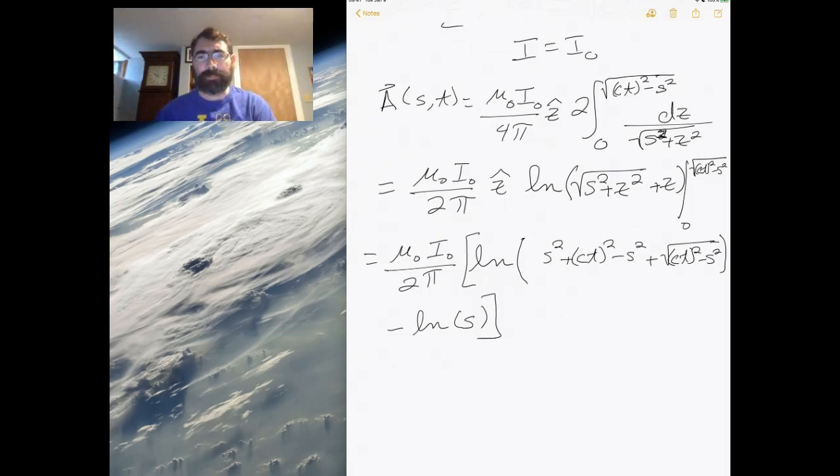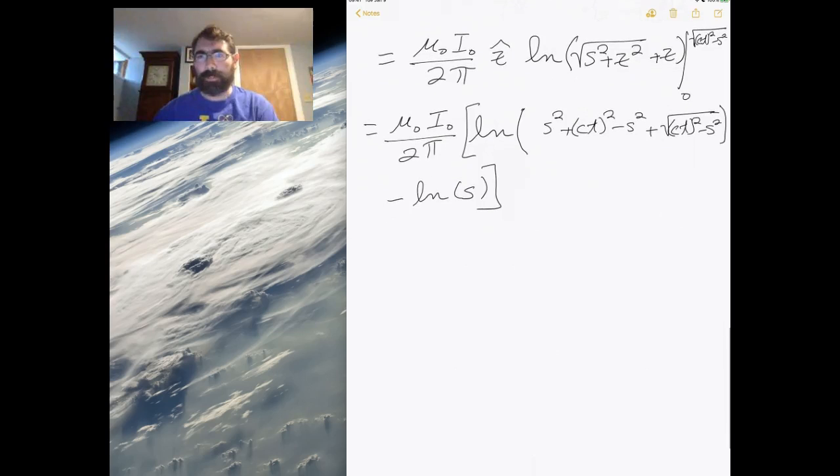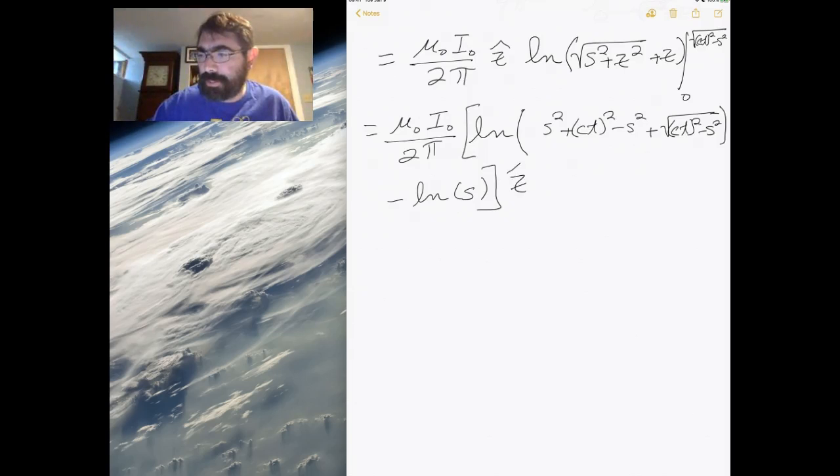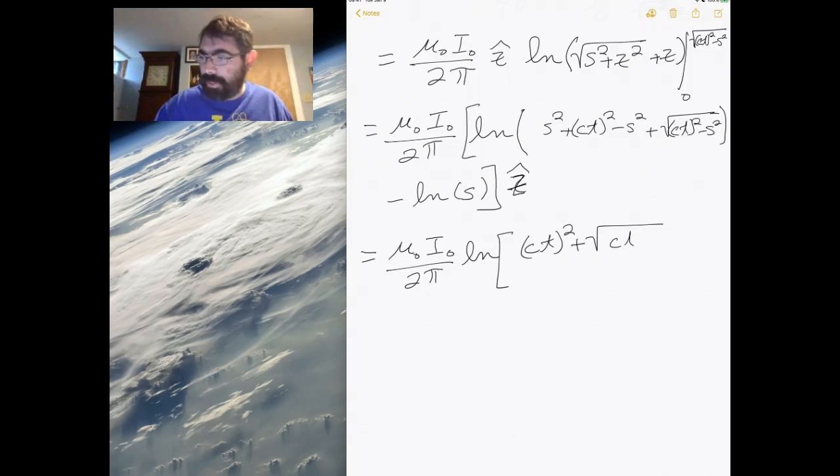Okay, so we can combine those two natural logs. All of that is in the z direction. The difference of logs is the log of the quotient. So we would have mu 0 I 0 over 2 pi times the natural log of ct quantity squared plus square root ct squared minus s squared over s, in the z direction.